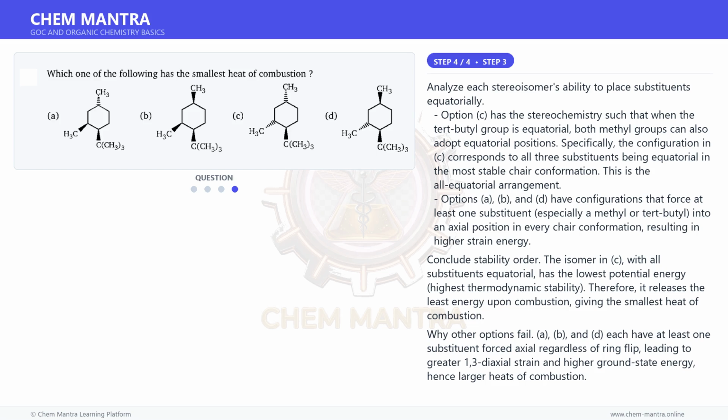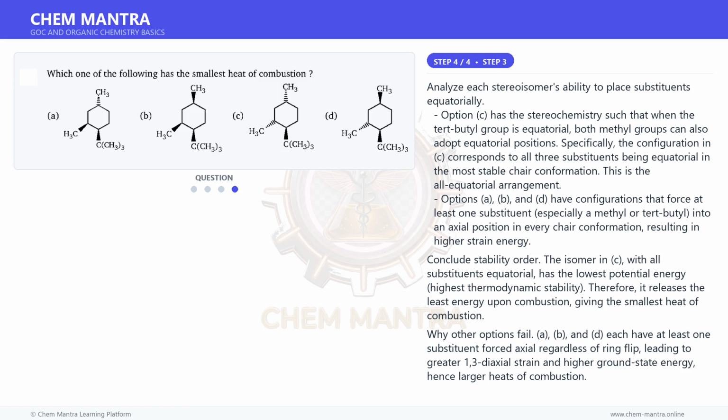And for the final step, analyze each stereoisomer's ability to place substituents equatorially. Option C has the stereochemistry such that when the tert-butyl group is equatorial, both methyl groups can also adopt equatorial positions. Specifically, the configuration in C corresponds to all three substituents being equatorial in the most stable chair conformation. This is the all-equatorial arrangement.